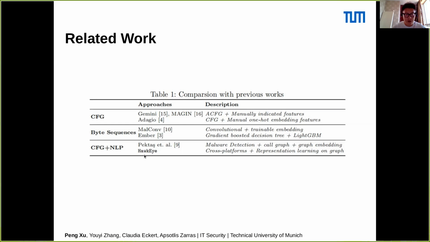Our work, HawkEye, targets cross-platform. We use representation learning on graphs.